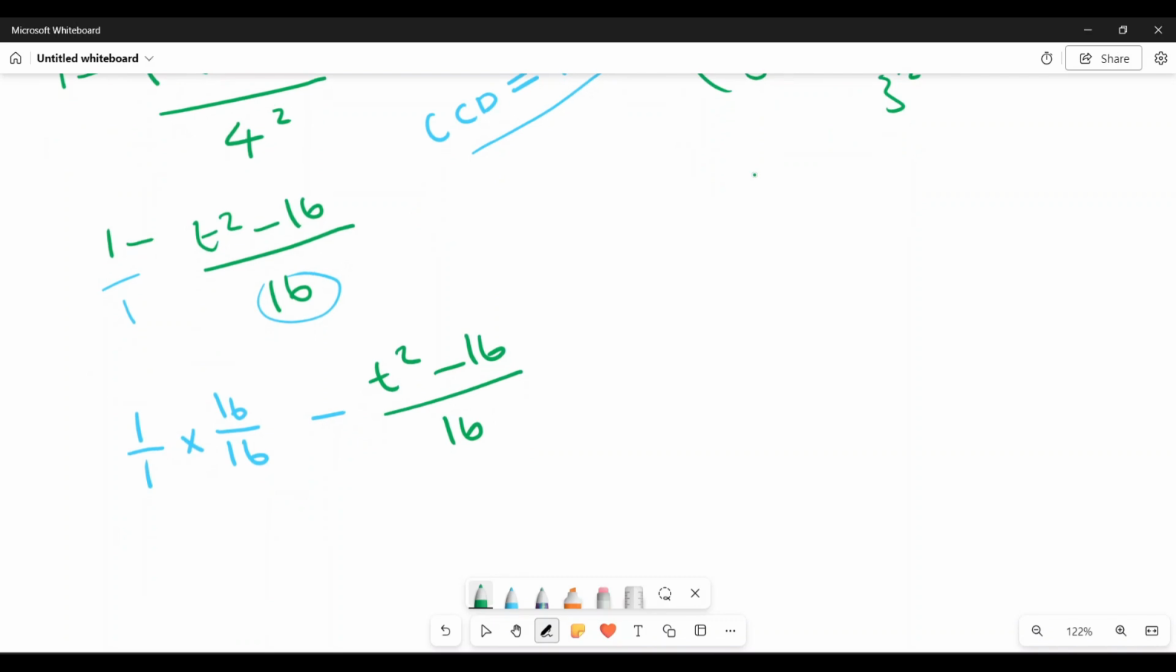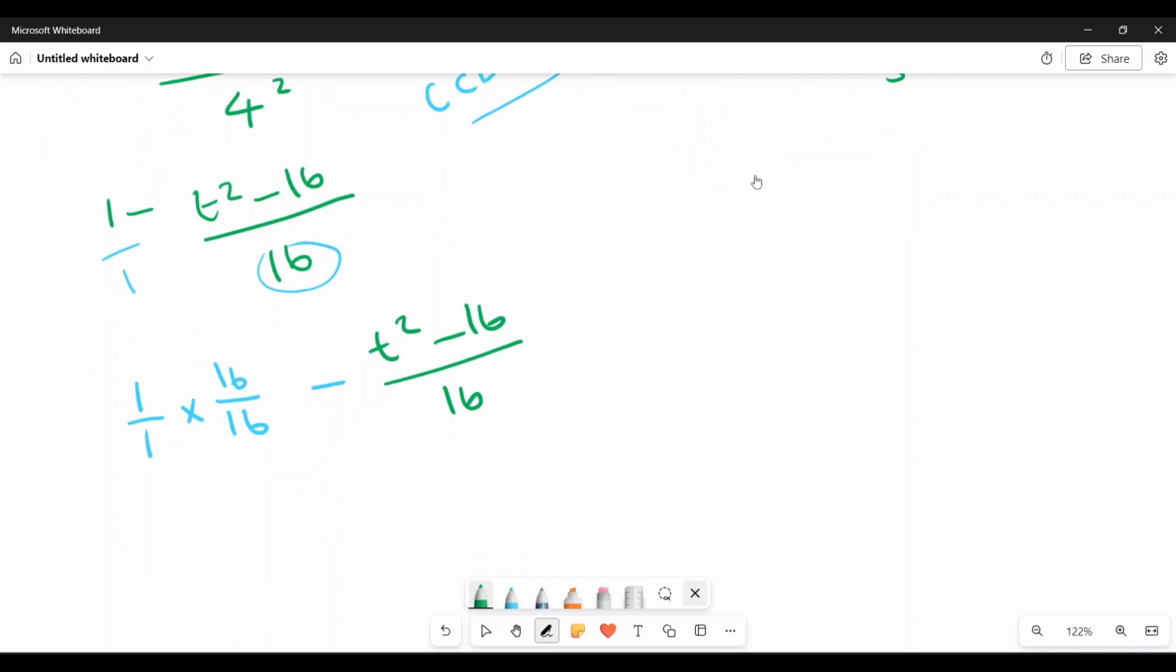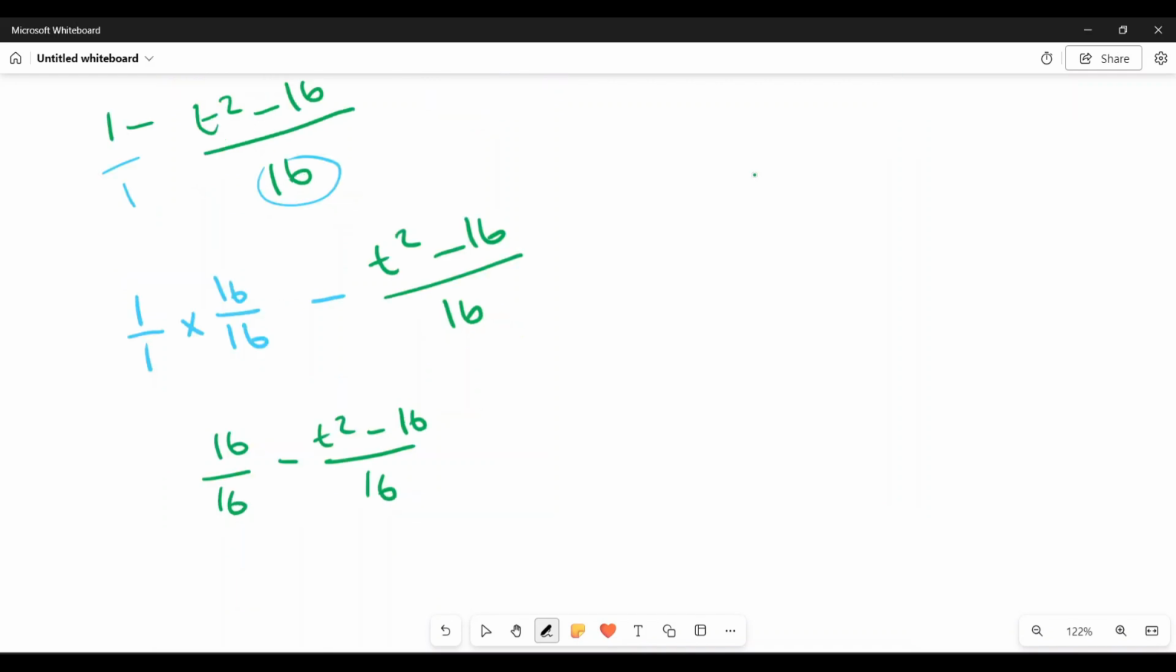So these are the workings you need to show, especially when they say your answer must be in a single fraction, right? So now here, this would be the same as 16 over 16 minus t squared minus 16 over 16. From here, I can retain my denominator, which is 16. And at the top, 16 minus t squared minus 16.